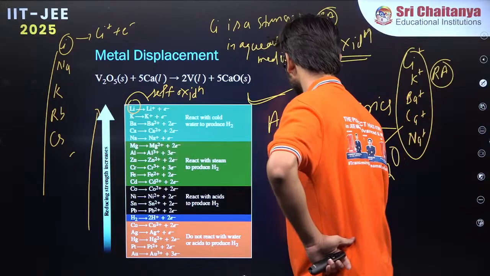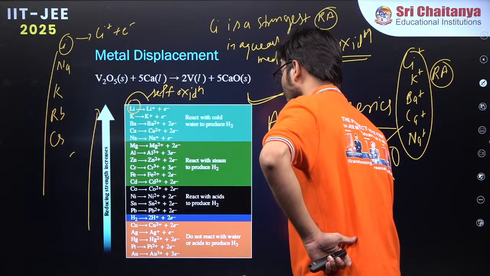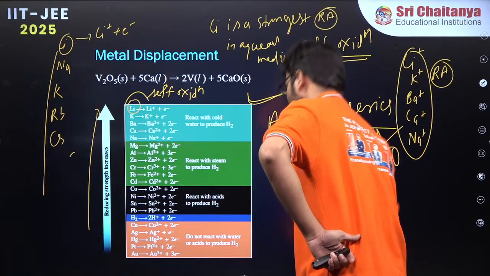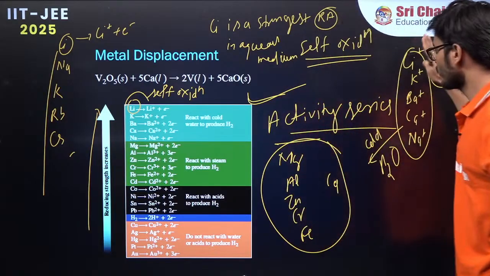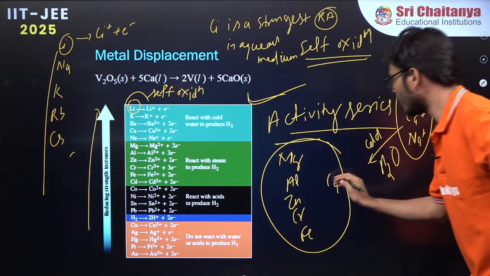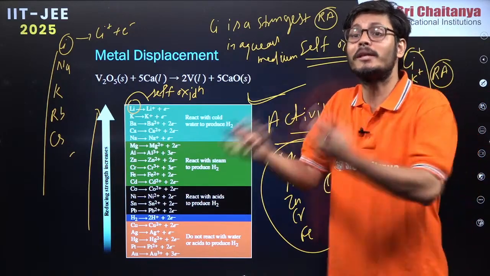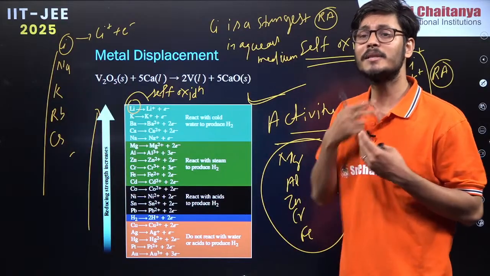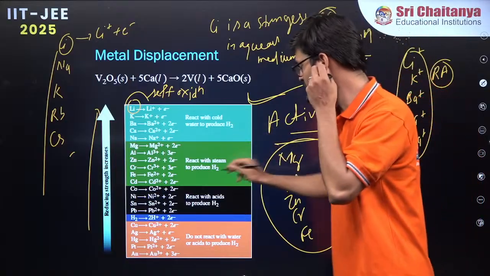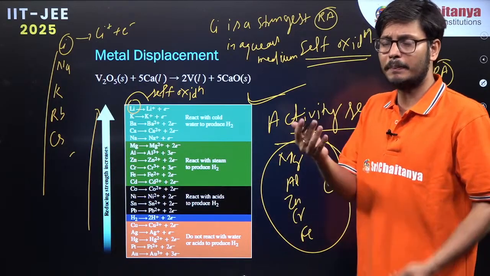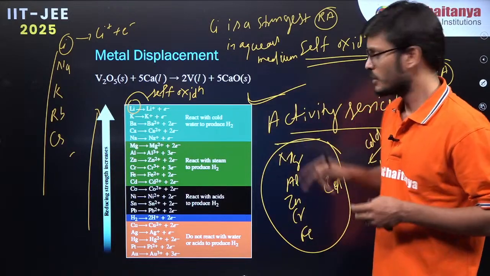After that, we are having magnesium, aluminium, zinc, chromium, iron, and then cadmium. These are not as strong as these metals, but they are also strong. That means they also have a good tendency to donate electron. That means self-oxidation. That means they will act as reducing agent. Is the point clear? So therefore they will react with the steam. Steam means very, very hot water, converted into vapor form. So they will react with the steam.